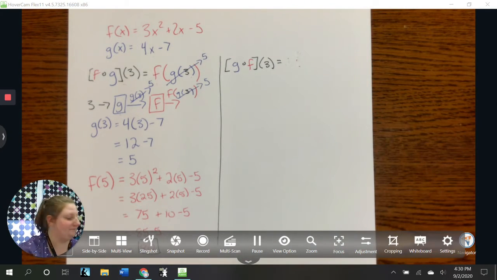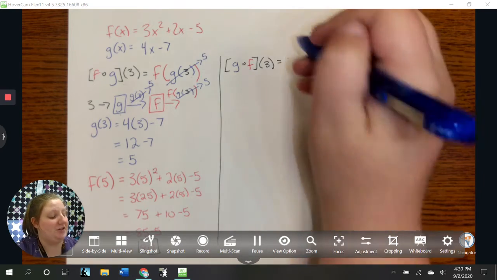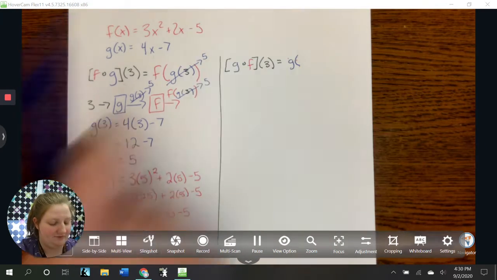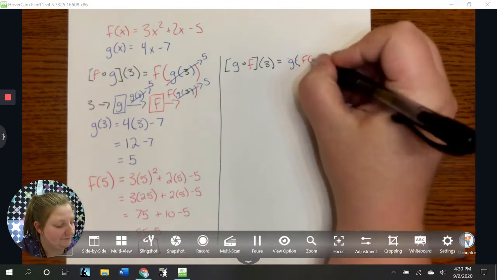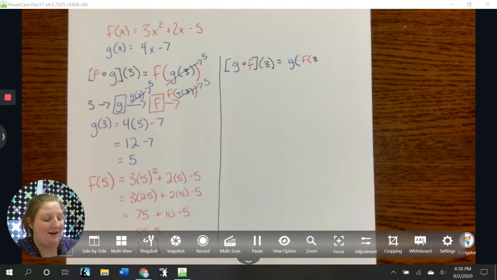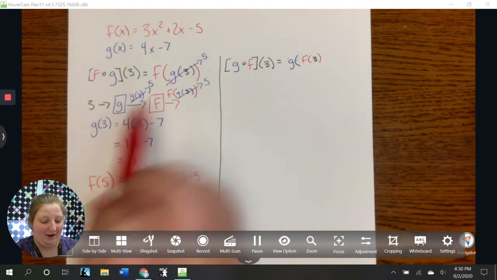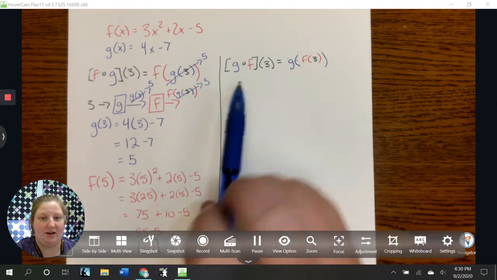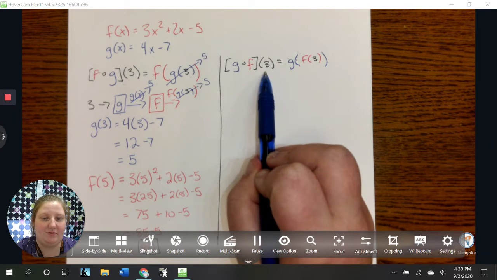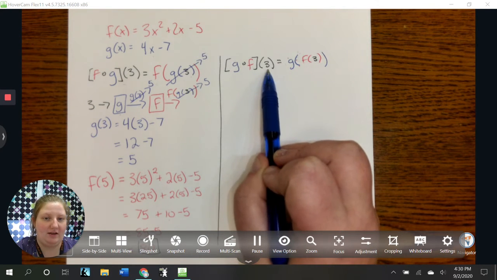All right. We're going to do g of f of 3. All right, I messed up for a little bit there. I was looking over at what I had already done. So we're going to do g of f of 3. Okay, so g composed with f of 3, or g of f of 3.